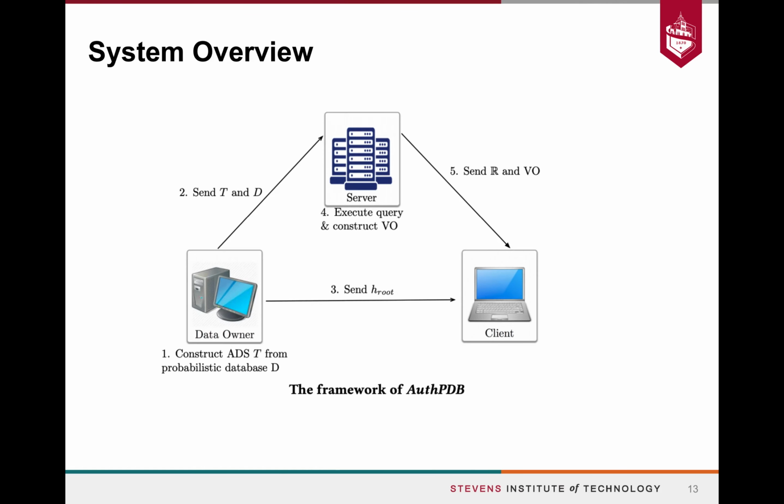First, this is the system overview of our authentication approach. In this framework, there are three parties: the data owner, the client, and the server. The data owner first needs to construct the ADS from the probabilistic database, and then he sends the signed ADS and the database to the server.